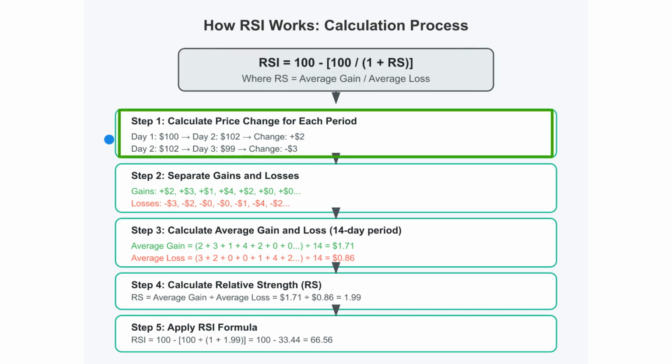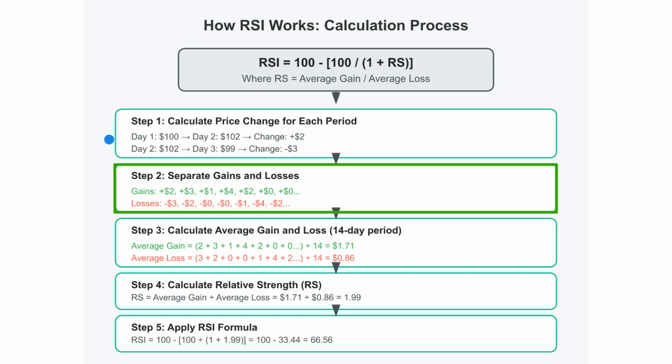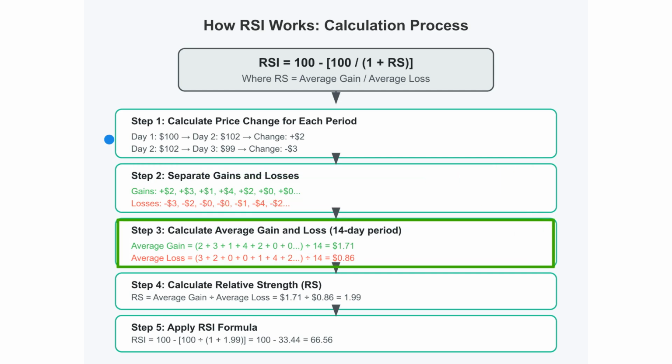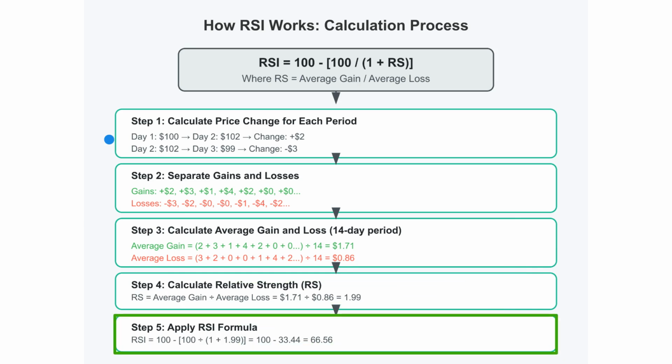Step 1. We calculate the price change for each period. Step 2. We separate these changes into gains, positive, and losses, negative. Step 3. We calculate the average gain and average loss over the specified time frame. Step 4. We divide the average gain by the average loss to get the relative strength, RS. Step 5. We apply the formula to convert RS into the RSI value between 0 and 100.